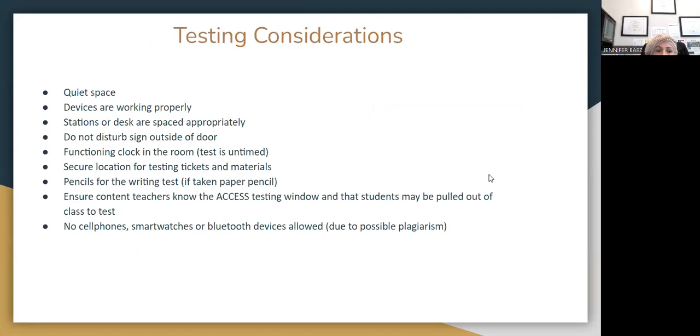Some considerations that we need to have: we would like for them to have a quiet space. We need to make sure that devices are working properly ahead of time, making sure that the DRC app is up and updated. Stations and desks need to be spaced appropriately. The teachers need to have a do not disturb sign outside the door, a clock in the room, a secure location for testing tickets and materials, and pencils if the students are taking the writing test. Ensure that the teachers know when the ACCESS window starts and when it ends, and that students may have to be pulled out at irregular times in order to take this test.